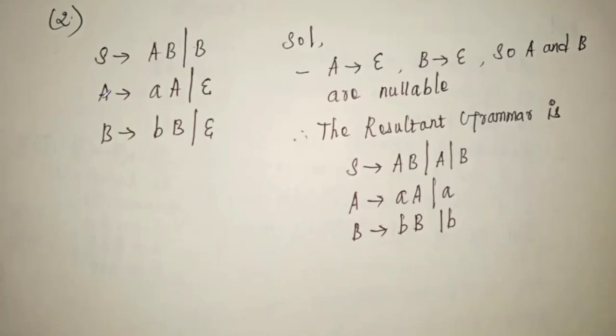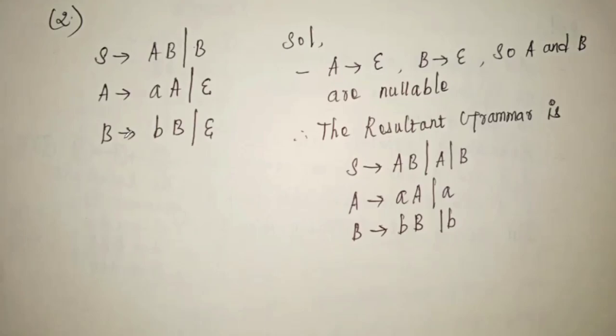In the second production, A tends to terminal symbol a followed by non-terminal symbol A, or epsilon. Here remove epsilon directly, so the remaining production is terminal a followed by non-terminal A. Since A is nullable, we also consider the case where A is removed. Because A is nullable, then you will get small a. Finally, you write A tends to terminal symbol a followed by non-terminal symbol A, or a.